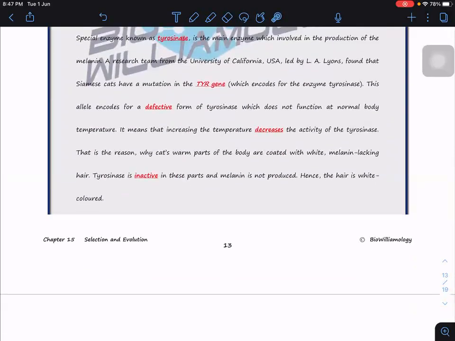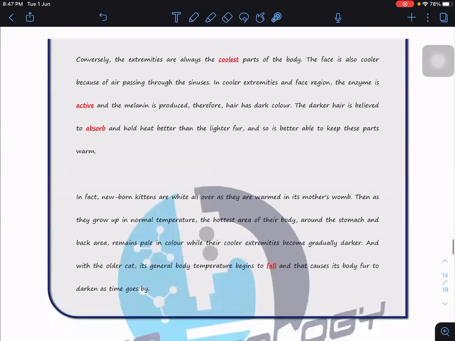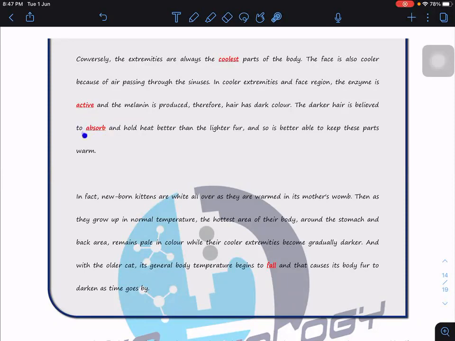So it's a tyrosinase mutation on this TYR gene. It caused a defective form of the tyrosinase. So increasing temperature will decrease the activity of the tyrosinase. So the tyrosinase is inactive, therefore melanin is not produced. So the hair will be white. But at the coldest parts of the body, the tyrosinase becomes active. So this was the rationale, so that the dark color can absorb the heat energy. Okay.